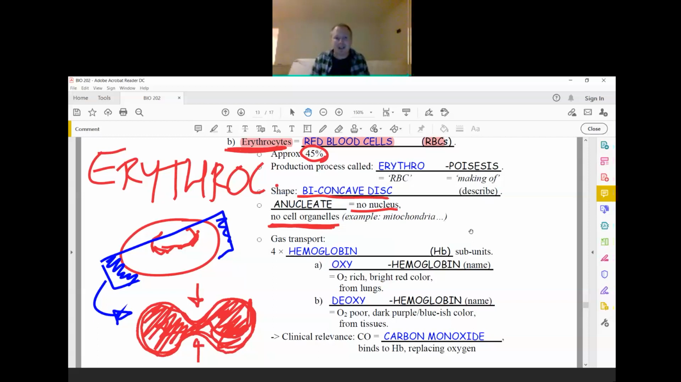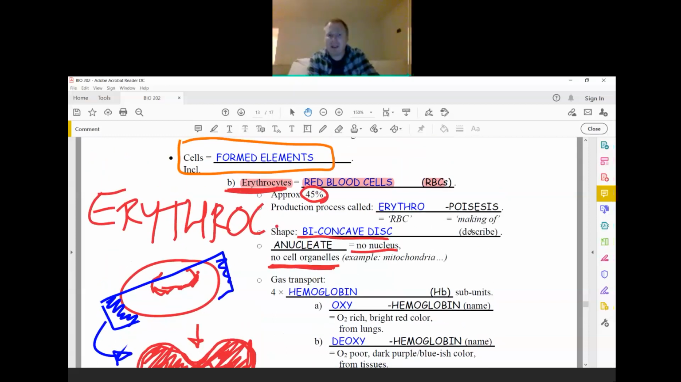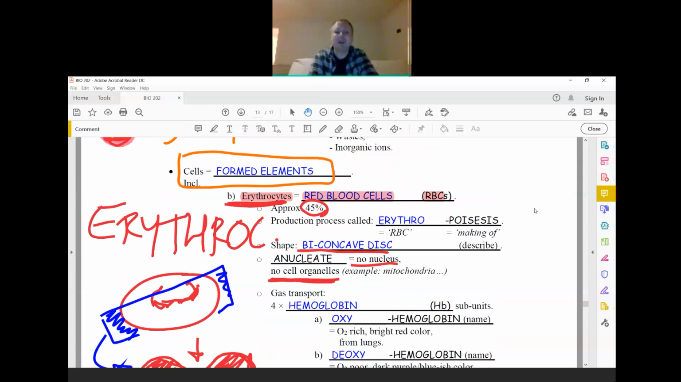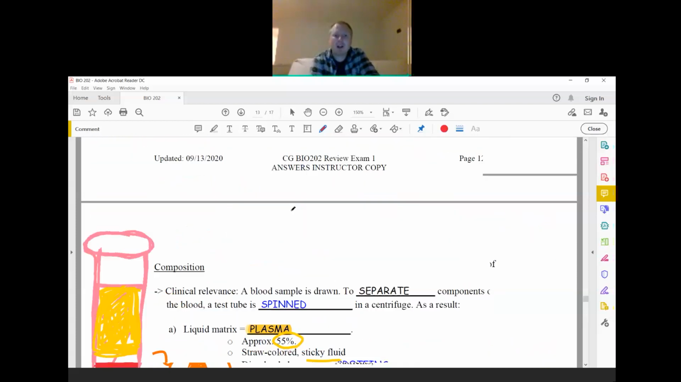So it makes sense for it not to have a nucleus and not to have any other cell organelles either. Well, before I get any further, I want to go back to here where I have written erythropoiesis, because this is an important concept that I kind of referred to earlier on, and I will ask some questions about these terms.